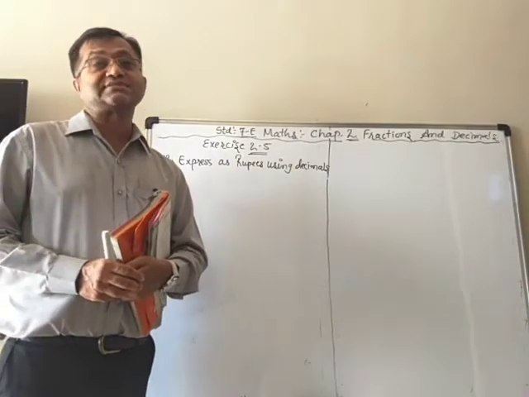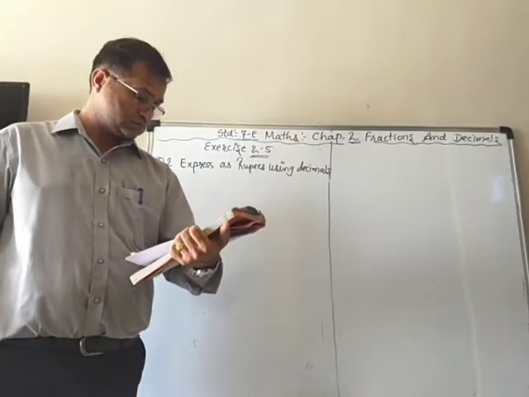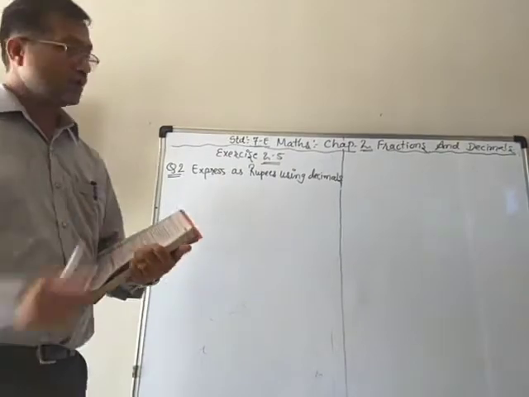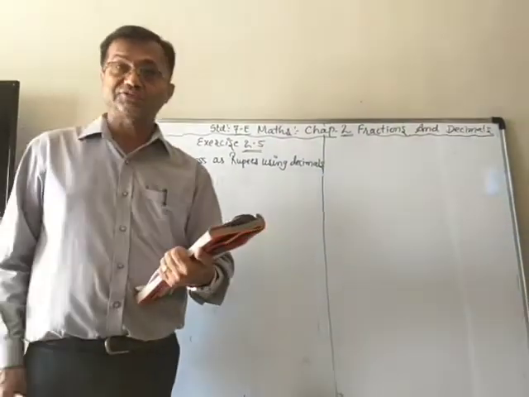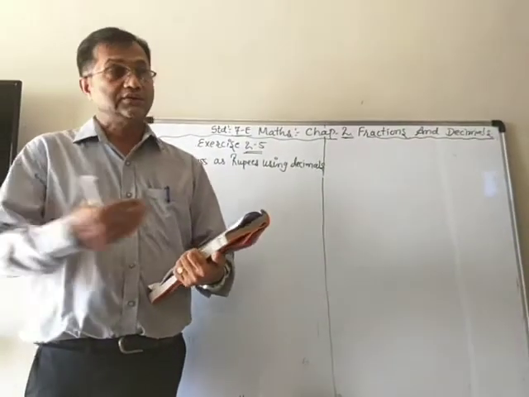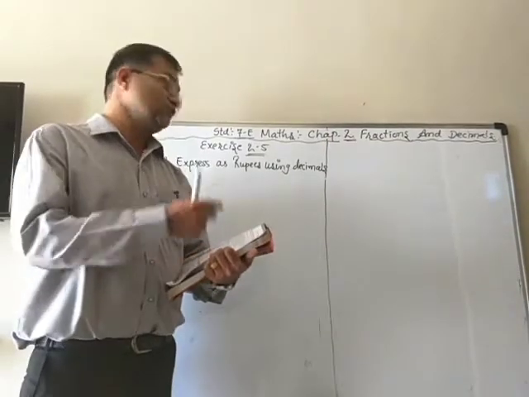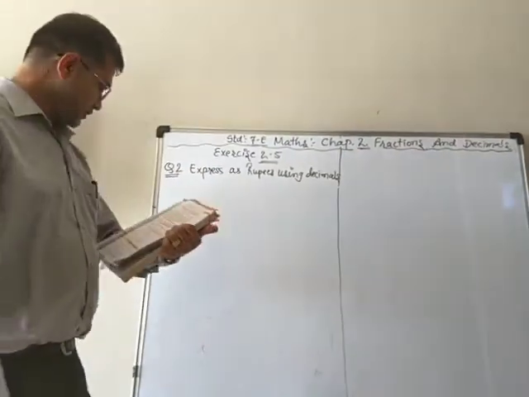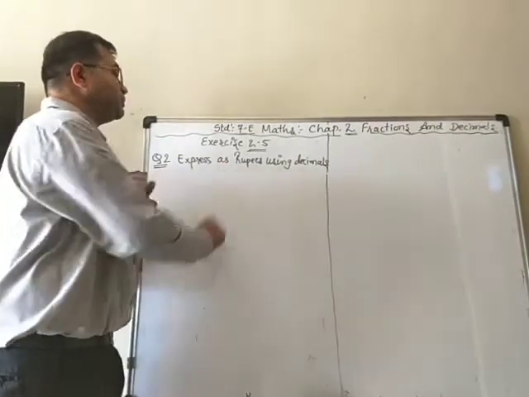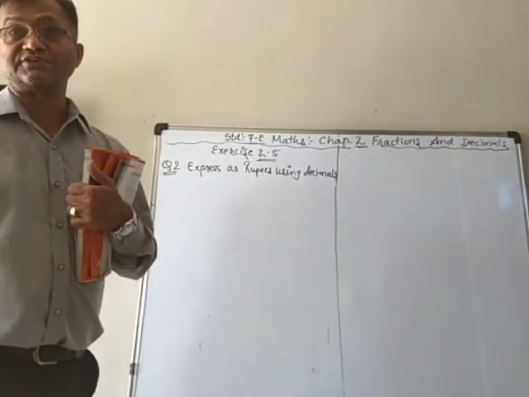Yesterday we started exercise 2.5 and question 1 was finished. Only one was left that I left for your homework. Now today we are going to continue with question number 2. It says, express as rupees using decimals.